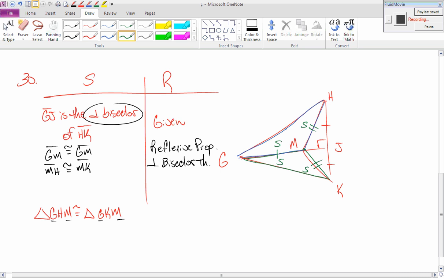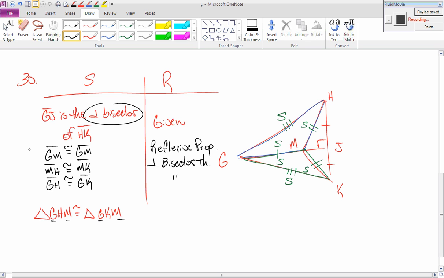Therefore, G is equidistant from H and K. So we have at least another side marked as congruent. That congruency statement would have to be that line segment GH is congruent to line segment GK by the same reason, perpendicular bisector theorem.